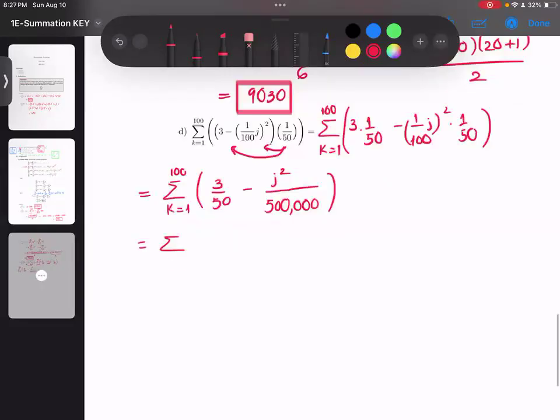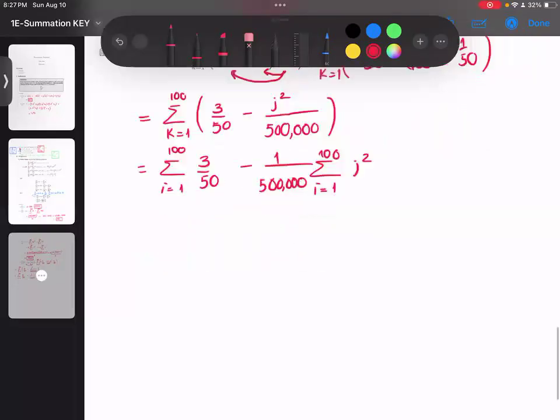Summation i equal 1 to 100 of 3/50 minus summation j equal 1 to 100. By the way, I'm going to pull out the 1/500,000, okay, because it's a constant. All I care about is the j, that's the variable. So let me move this up and to the right a little bit. 1/500,000 times the sum of j squared.